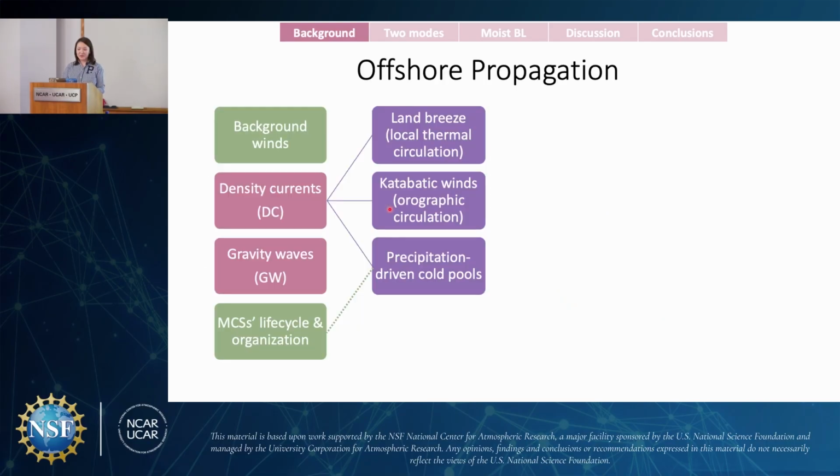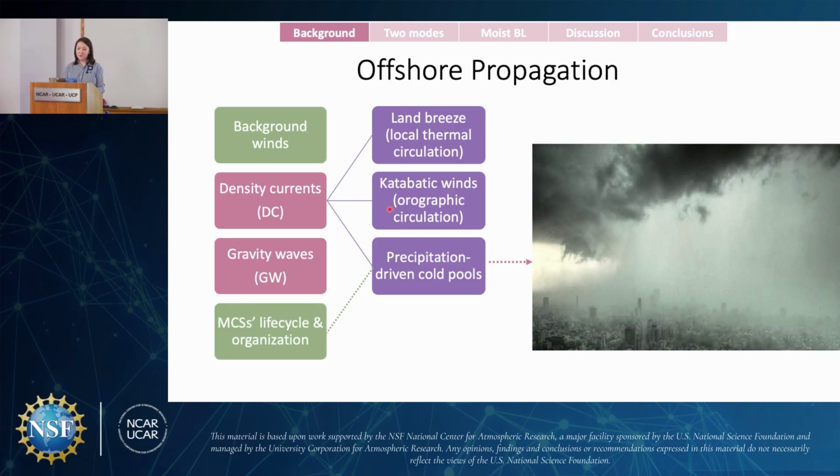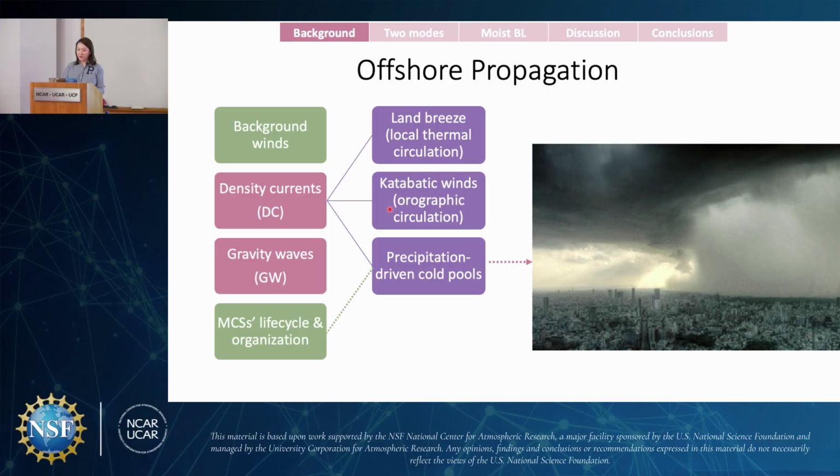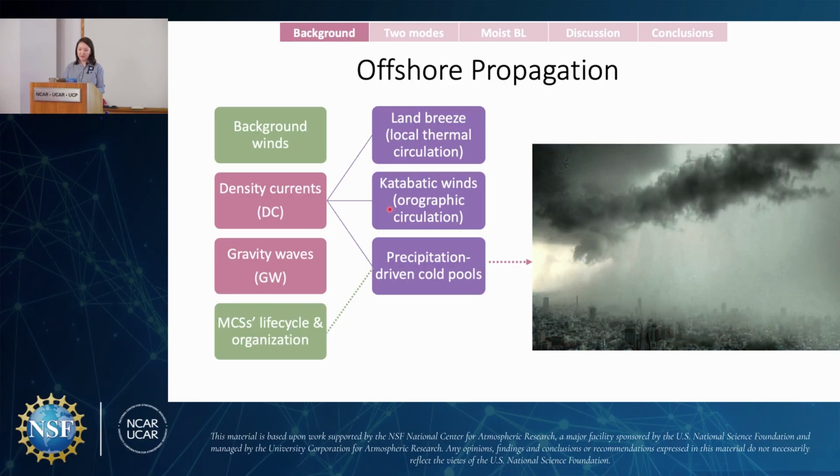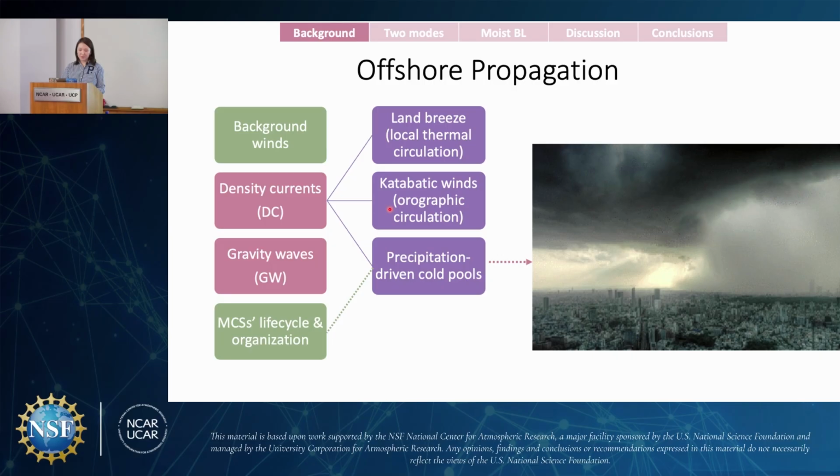There are many factors that could be key mechanisms influencing nocturnal offshore propagation. Among these, the most widely recognized but still difficult to distinguish are density currents and gravity waves. Density currents, which are slower boundary layer dynamics, can be caused by various cooling sources. For example, radiative cooling over land at night can drive the land breeze that pushes the convection offshore. In regions with mountains, katabatic winds may also contribute. And also, as shown in this animation, evaporative cooling-driven cold pools can trigger new convection along their edges, helping to push the system offshore as well.